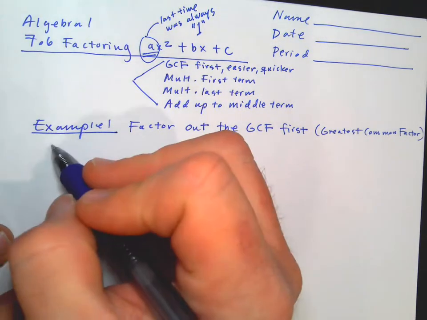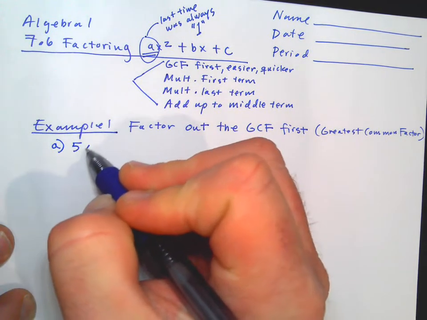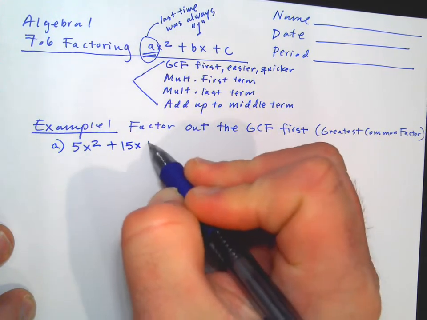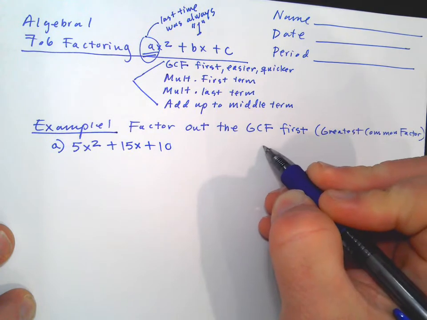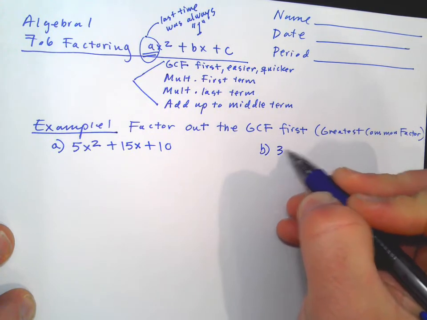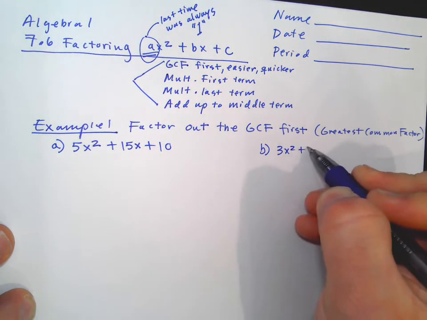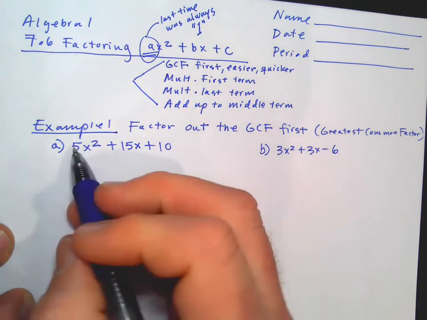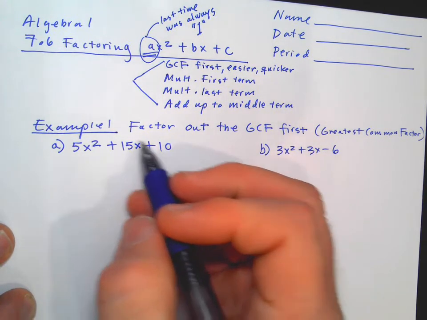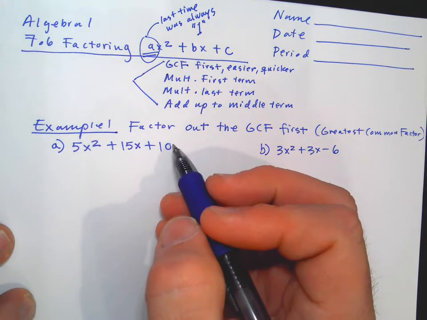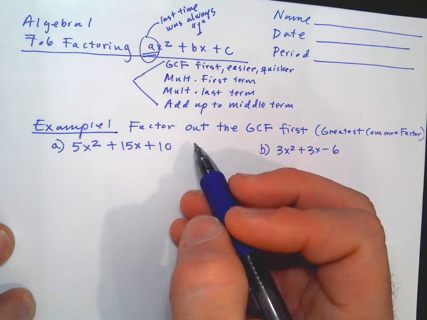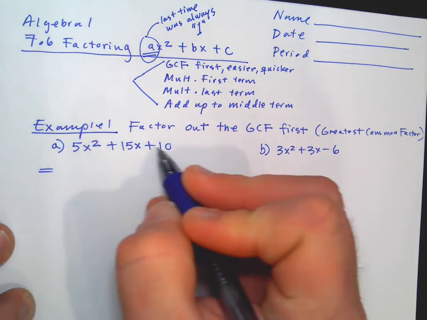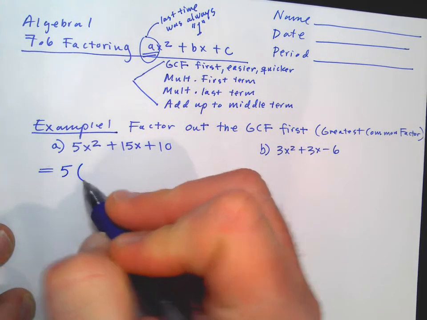So example A is going to be 5x squared plus 15x plus 10. And example B will be 3x squared plus 3x minus 6. Now, look at this and say, is there something we could divide out of all these terms? Or something that makes all these terms happen? And that's GCF. And so the GCF is, I could take a 5 out of all those. I could divide a 5 out of them.